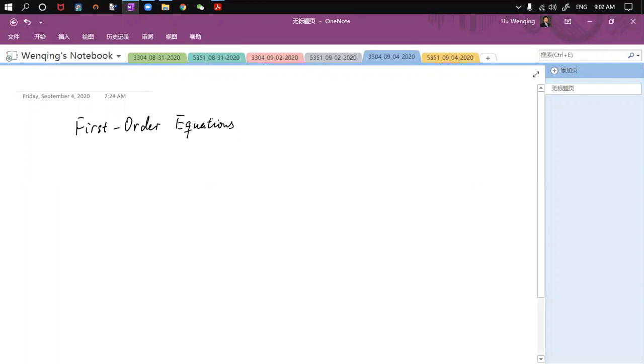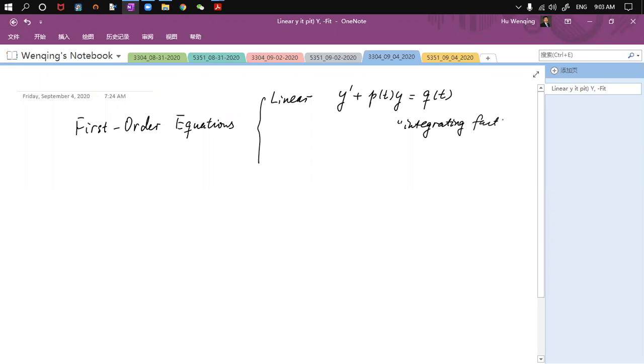We've been talking about first order equations, and they can be linear or nonlinear. If they are linear, the form is y prime plus p(t) y is equal to q(t), right? So that's a linear form, and the solution method is integrating factors.